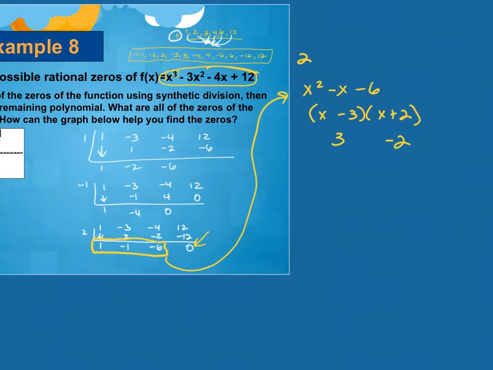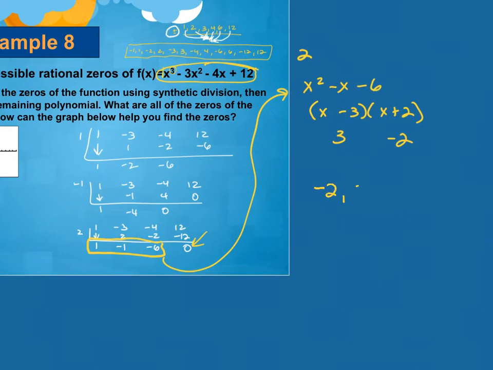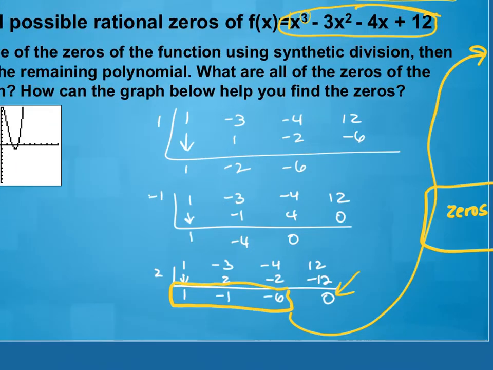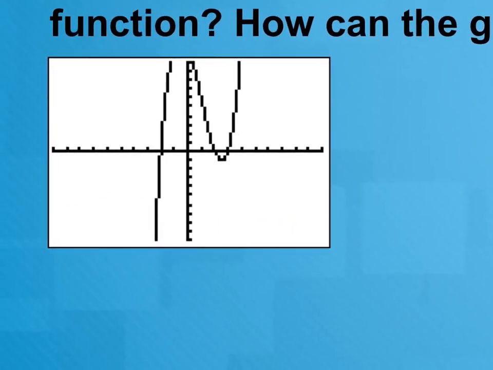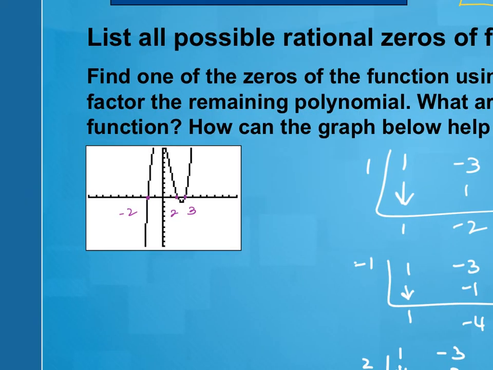So now when it says, what are all the zeros? It's -2, 2, and 3. And then it says, how would the graph have helped with this? How do you see zeros on a graph? X-intercepts, right? So right here is -2, right here is +2, right here is 3. Still with me?